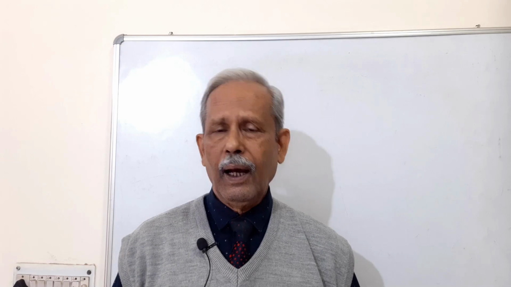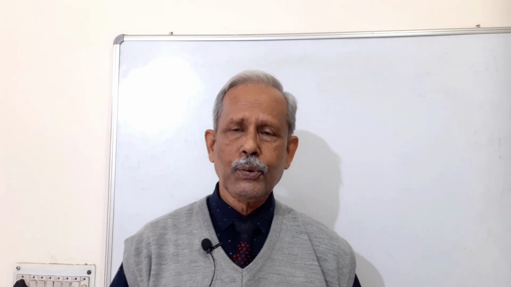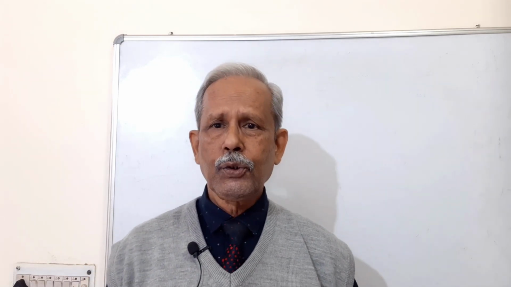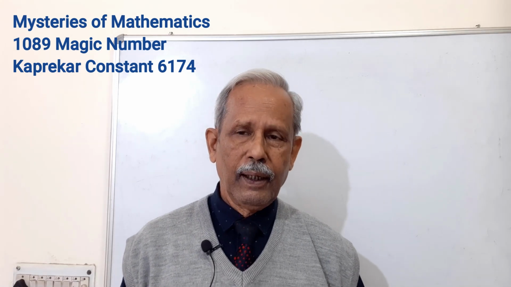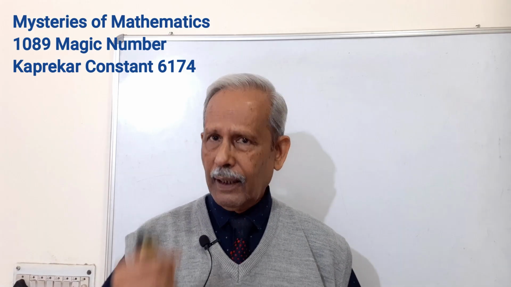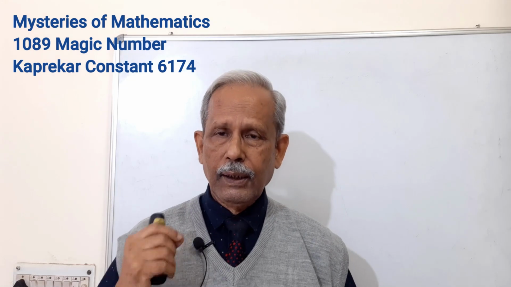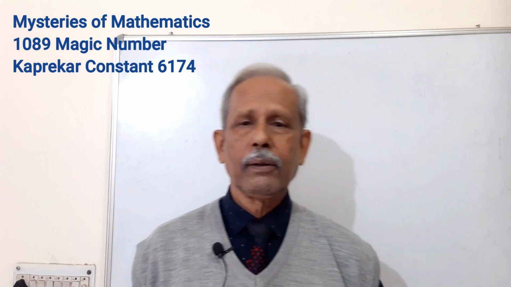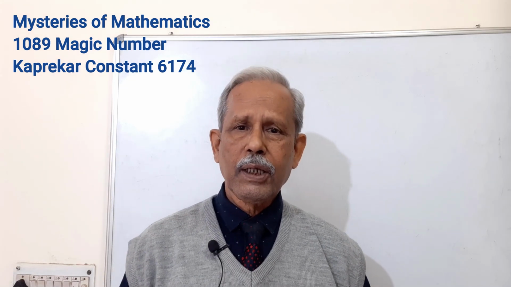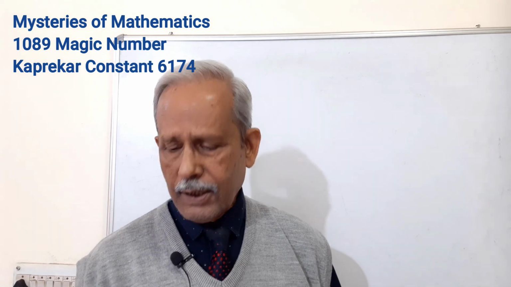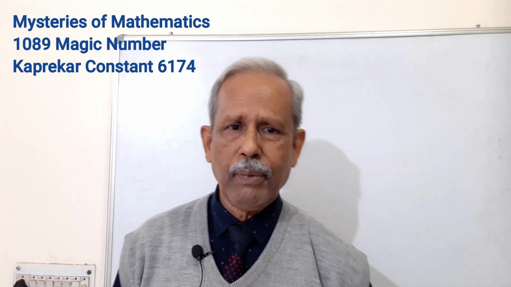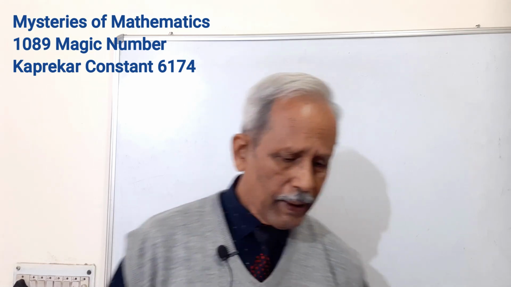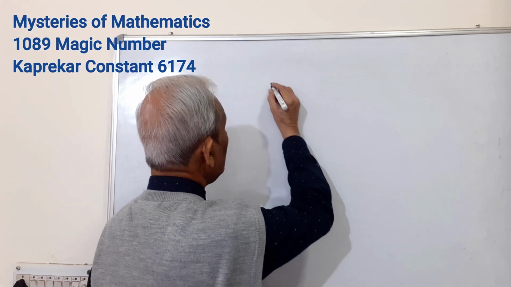So today I want to demonstrate two amazing truths of mathematics. These truths continue to remain true as many times as you may try. It never changes. And let us try those. Number one, the 1089 magic number, and number two, the mysterious Kaprekar constant 6174. So let us see these two examples one by one.